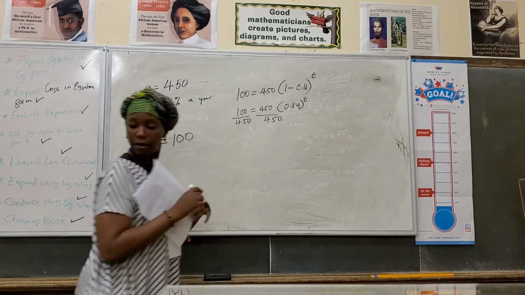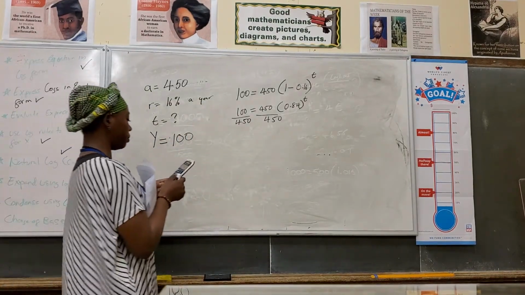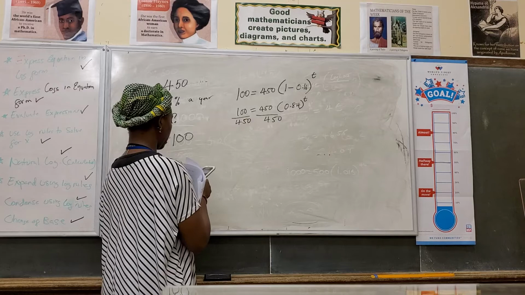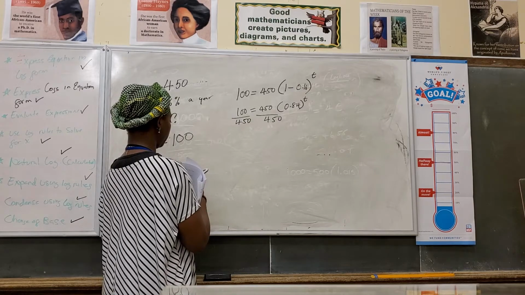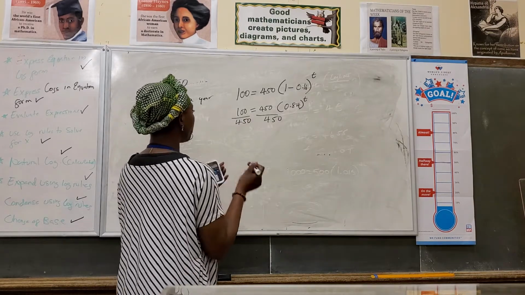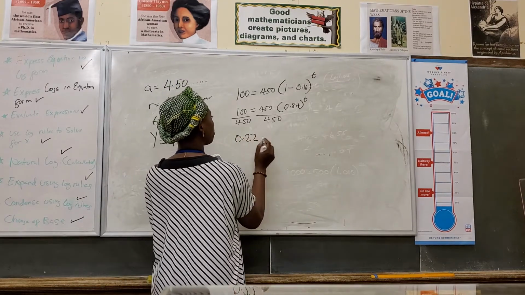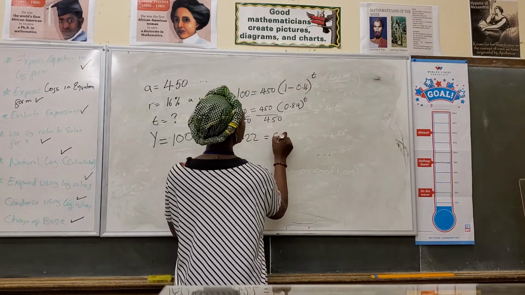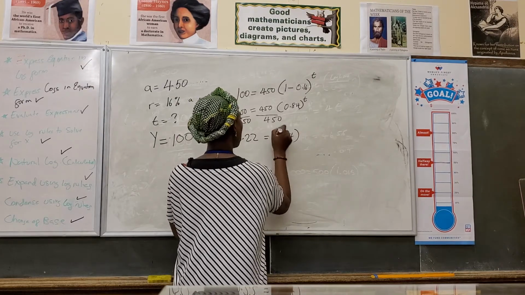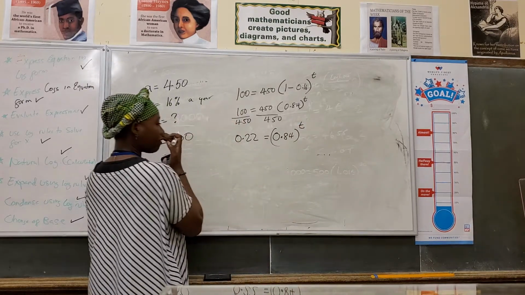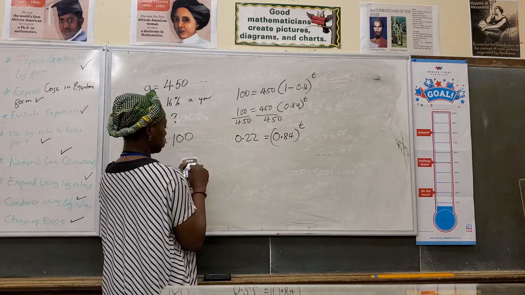Now let me divide by 450. Handy dandy calculator. 100 divided by 450. When I got a number, I'll just say 0.22 because I have to approximate, is equal to 0.84 raised to the power of t. Now that we have this, I'm going to do 0.22.